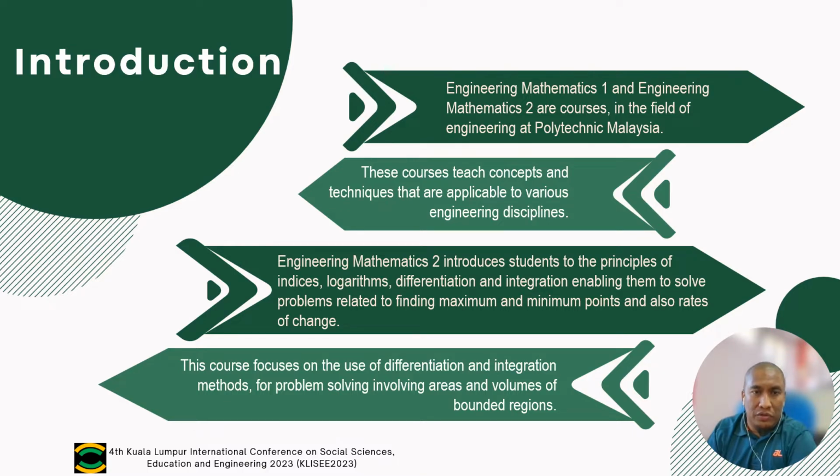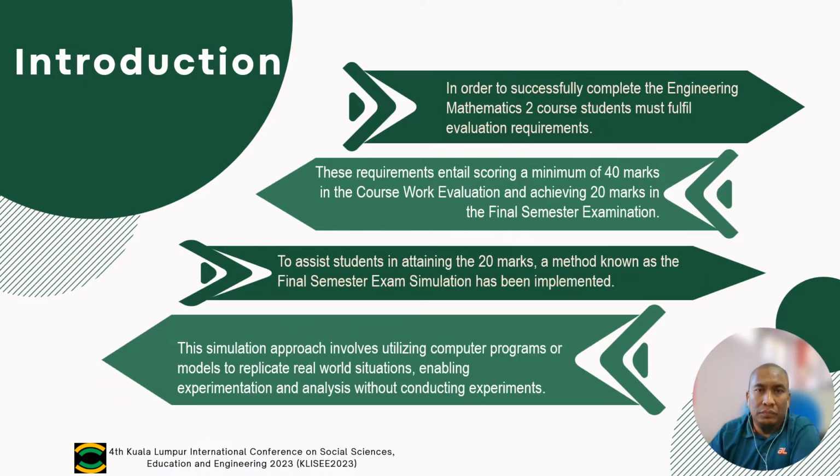This course focuses on the use of the differentiation and integration method for problem solving involving areas and volume of bounded region. In order to successfully complete the Engineering Mathematics 2 course, students must fulfill evaluation requirement. This requirement entails scoring a minimum of 40 marks in the coursework evaluation and achieving 20 marks in the final semester examination.